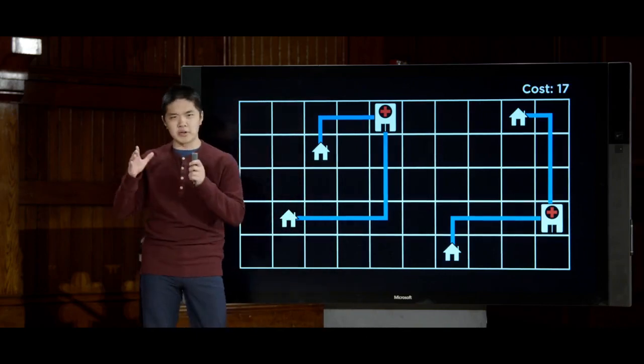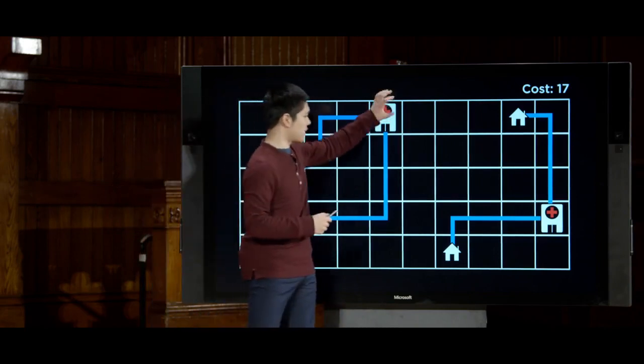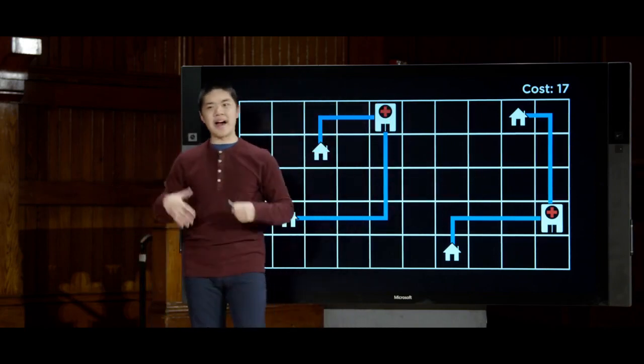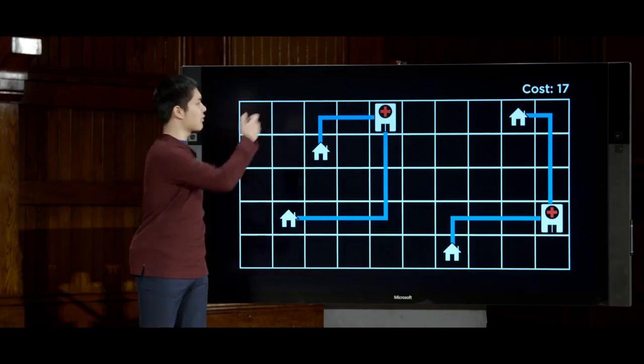So for this particular configuration of hospitals, a hospital here and a hospital there, that state, we might say, has a cost of 17.